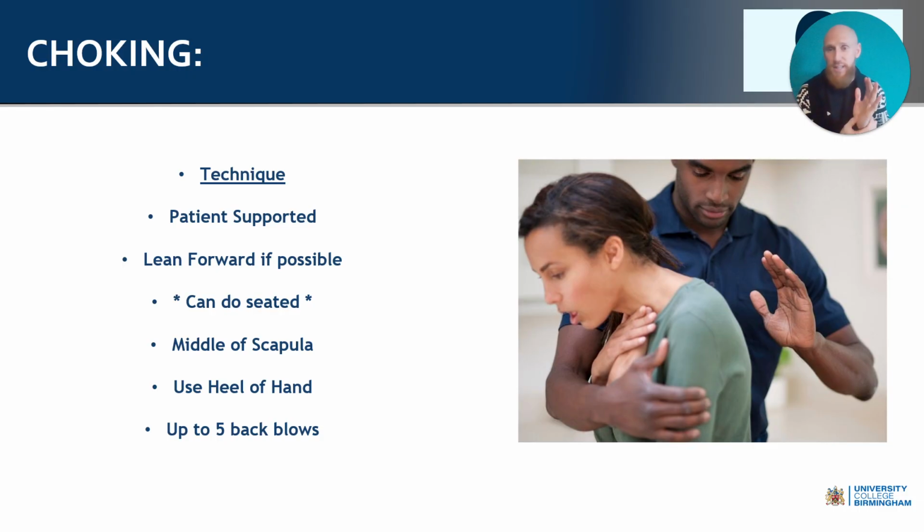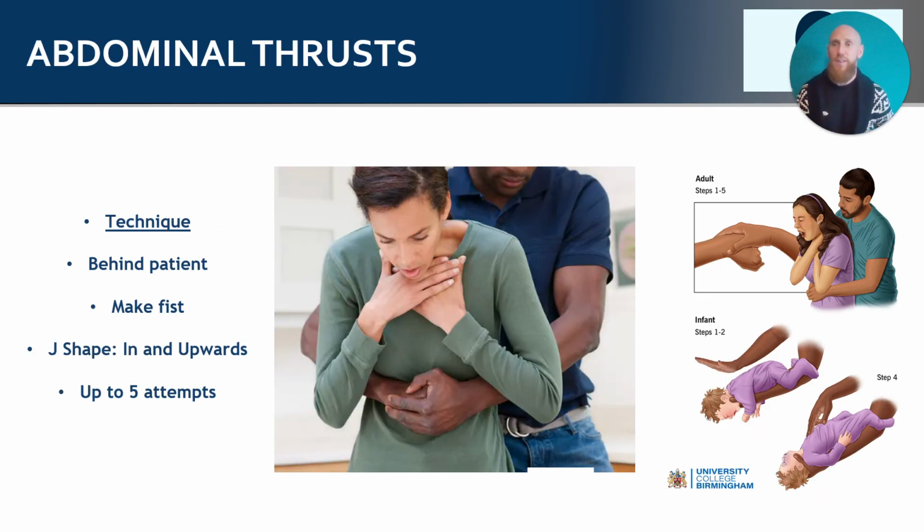Now your blows, you're going to use the heel of your hand, and you're just going to go straight in between the scapula. And again, it's going to be up to 5 back blows. If it comes out, don't keep whacking them. If you aren't successful with that, then what we have is these abdominal thrusts. So basically what you're going to do is stand behind and slightly to the side of that individual. You make a fist with your thumb almost into the patient. And then you're going to create a bit of a J shape. So you're going to come inward into their abdomen, and then you're going to come up that way. So you're creating a little bit of a J shape from there. And again, up to 5 attempts.